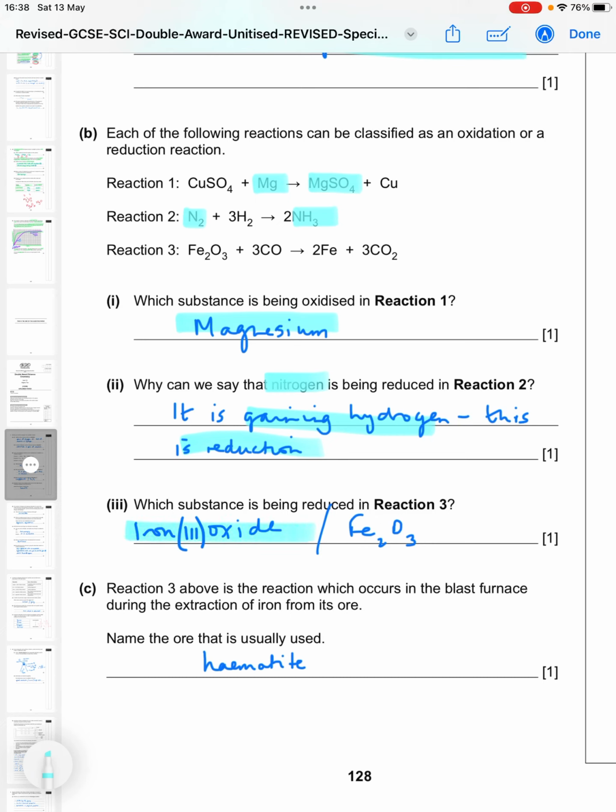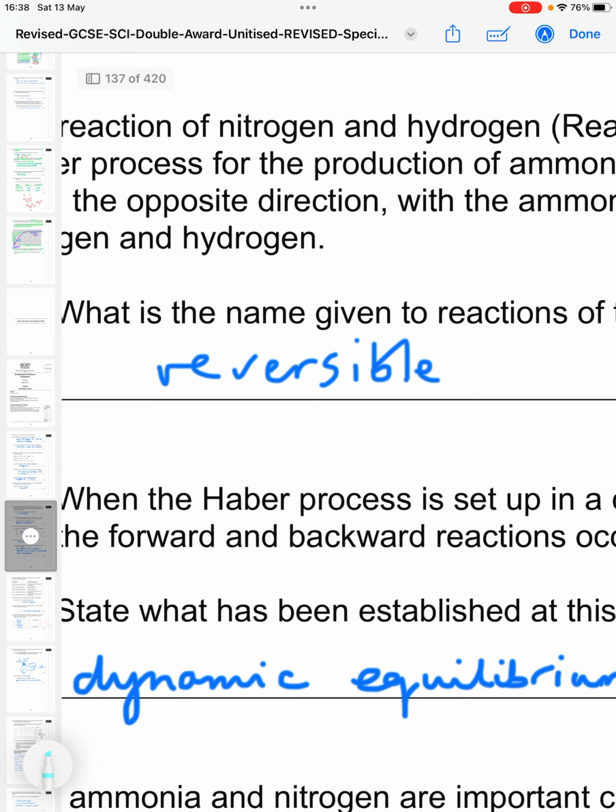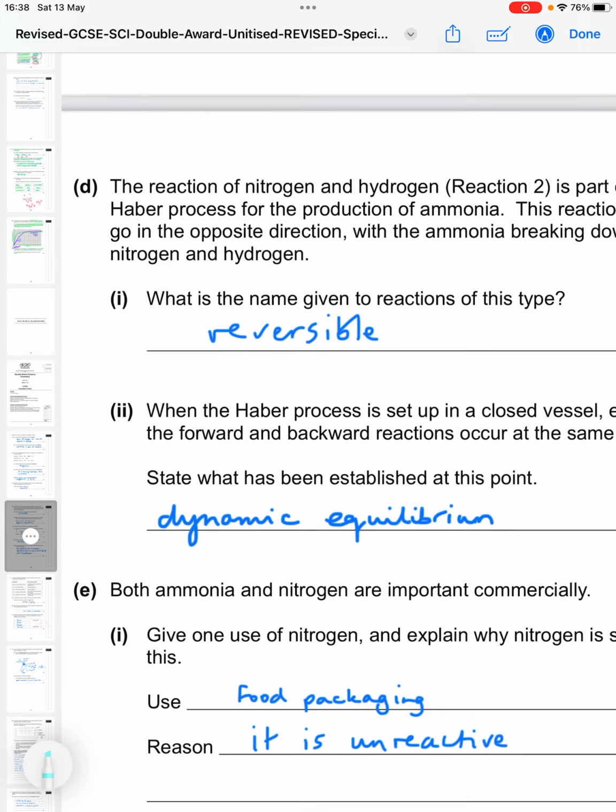Which substance is being reduced in reaction 3? Well, you should know straight away that that's the iron oxide. So you can either name it iron 3 oxide or Fe2O3 for the formula. But just to look here, the iron oxide is losing oxygen and becoming just iron. So reaction 3 is the reaction which occurs in the blast furnace during the extraction of iron from its ore. Name the ore that is usually used. Well, that is hematite, so 1 mark for that.